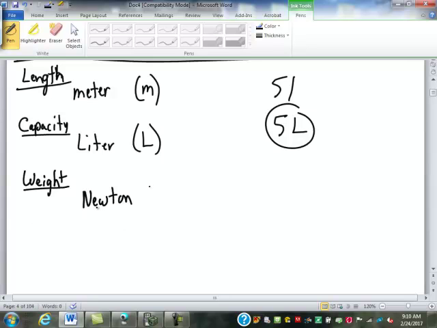1 kilogram is about 9.8 newtons. Then, of course, mass is what we tend to use more of in the metric system. The unit of mass is a gram, and that is abbreviated with just a G. A gram is about the size of a large paper clip. That is about the mass of a gram.